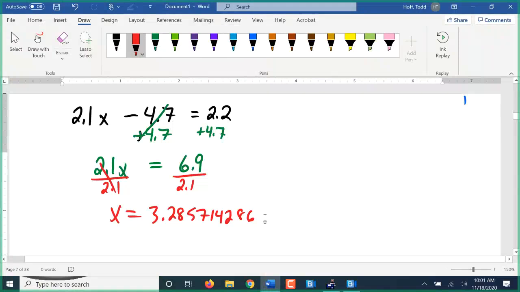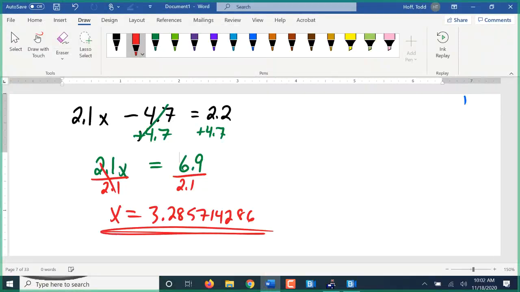Is there a better way to express that answer? Now, if you do this, I'm not going to mark it wrong. But from this division here, we can get an exact answer. We can get a fraction. Fractions are exact answers. Decimals often are rounded.